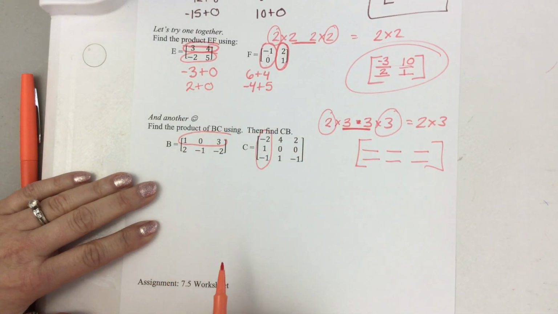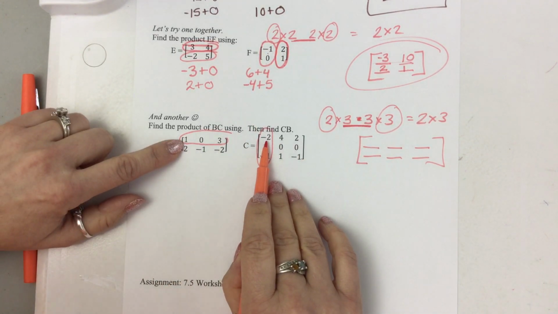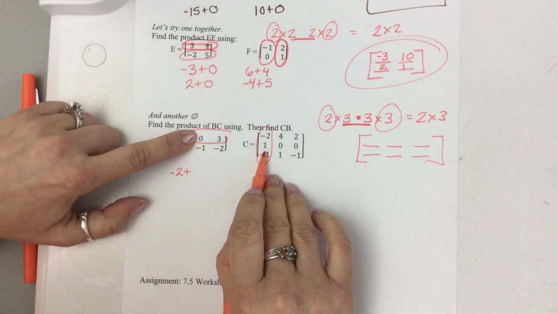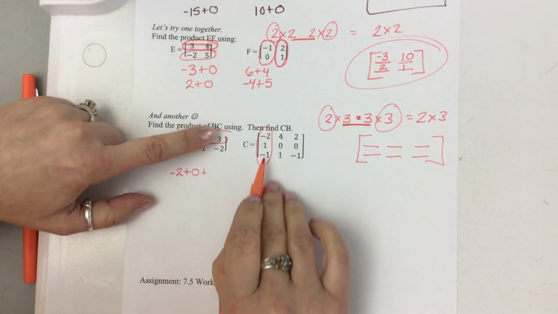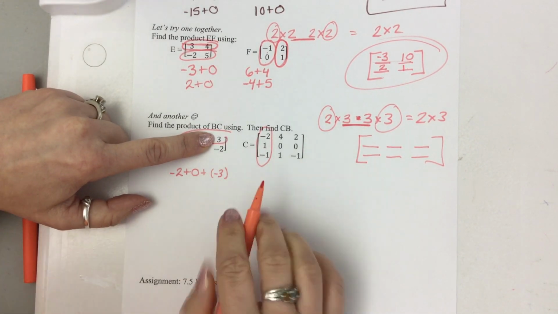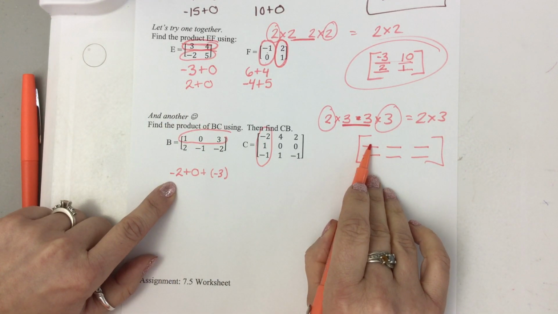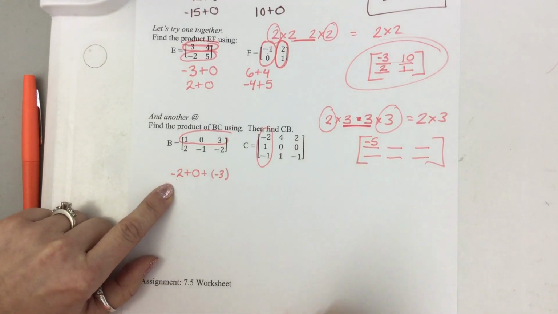it's the same idea. So if I want this value, this is row 1, column 1, you multiply. 1 times negative 2 is negative 2, plus, shift over, shift down. 0 times 1 is 0, plus, shift over, shift down. 3 times negative 1 is negative 3. Now that I've gone through all the numbers, find the sum. That's what goes in row 1, column 1. Negative 2 plus 0 plus negative 3, that's negative 5.